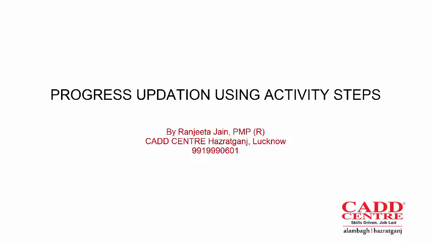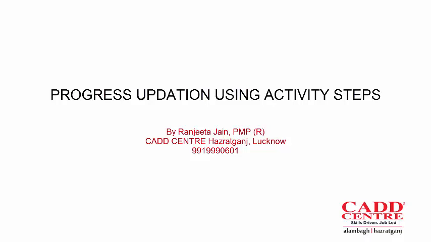Now continue with updating the project progress using activity steps. So we know that activity steps are simply a checklist of things that need to be done to complete a particular activity's work. So we'll see how we can update the progress using activity steps. We can think of steps as a tool to support the status update process of our schedule.